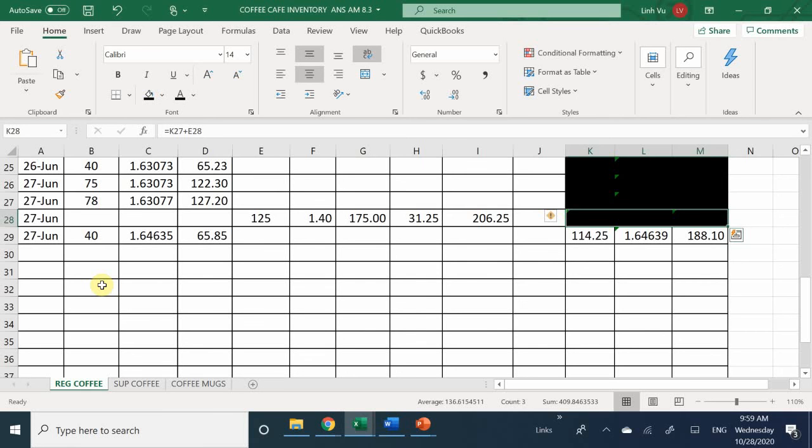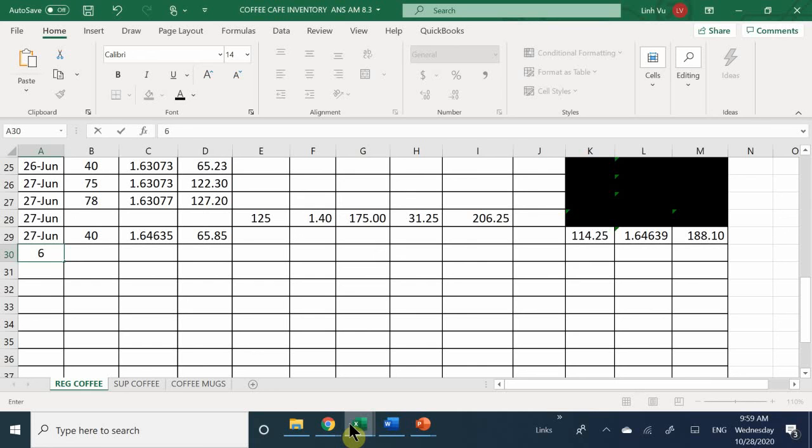Inventory in the regular coffee for 40 pounds, so it's the 28. All right, 40 pounds at 1.64639. I'll round it. So it's 65.86. We're just reading the sale right now. And then we go to the on-hand inventory.